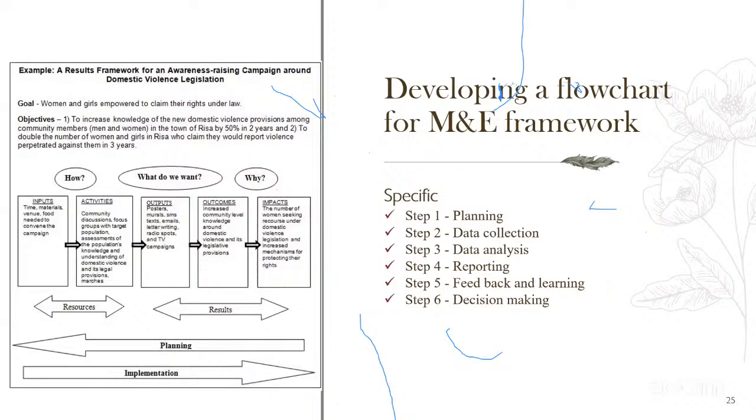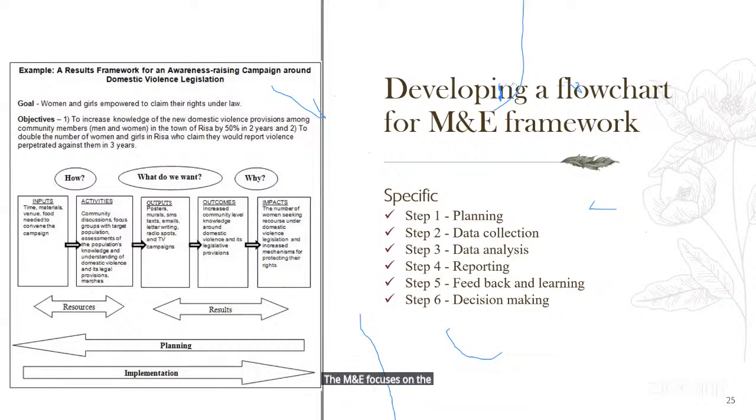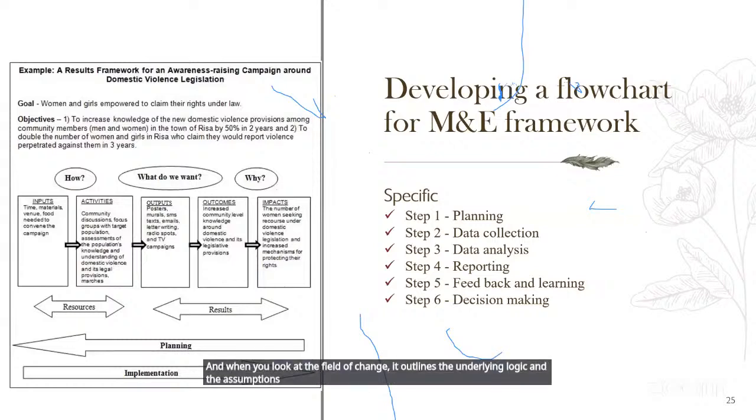When you look at the purpose of M&E, for example, M&E focuses on the tracking of progress and the evaluating of effectiveness. And when you look at the theory of change, it outlines the underlying logic and assumptions of a program. So you can see that the two are at variance.